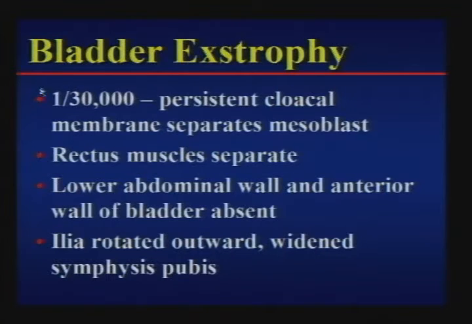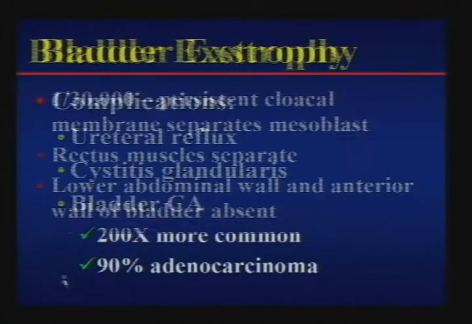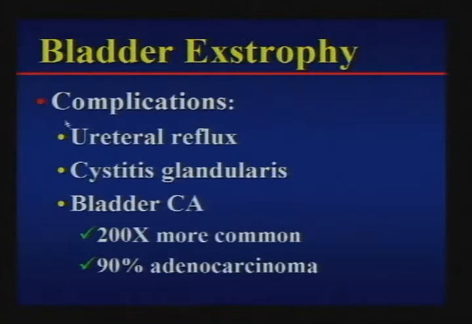So remember that it's uncommon. I know you'll remember that. The rectus muscles do separate, and it's also associated with the ilia being rotated outward. What are the complications? As I stated, ureteral reflux, cystitis glandularis, which pops up every now and again on the written boards, but hopefully you're all past that, and of course, bladder carcinoma, 200 times more common. So your examiner might say, in a patient with bladder exstrophy, what's a complication? Adenocarcinoma of the bladder. Moving right along.